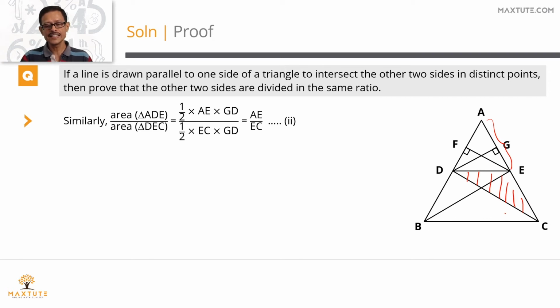Therefore, for triangle DEC with EC as a base, the area is going to be half into EC, which is a base, into GD, which is the altitude. In the other case, we had EF as a common altitude. In this case, we are having DG as a common altitude. So half gets cancelled with half. GD gets cancelled with GD. So the area of triangle ADE divided by area of triangle DEC is equal to AE by EC.